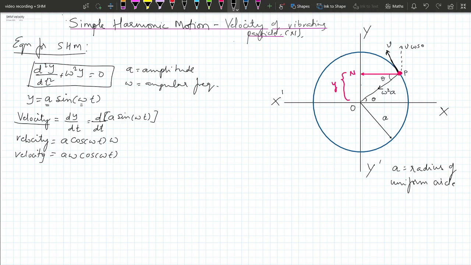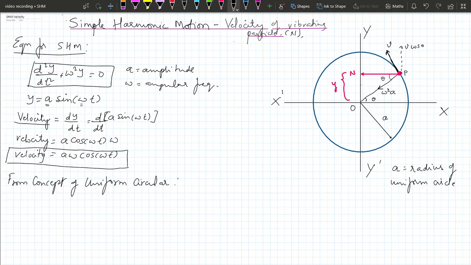Now keep in mind, this is one way of getting the velocity. There is another way of getting the velocity also. We have discussed uniform circular motion also, so from uniform circular motion we can determine the velocity. So from the concept of uniform circular motion, I can write the velocity as follows.